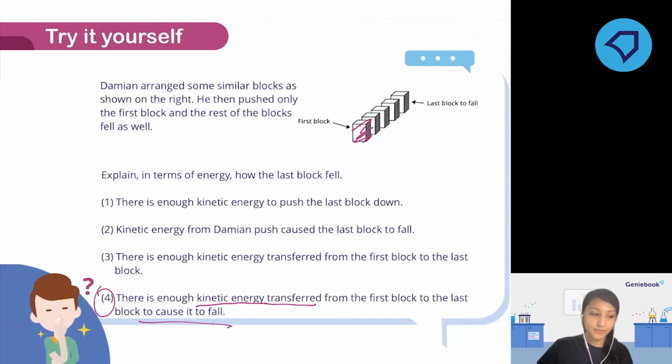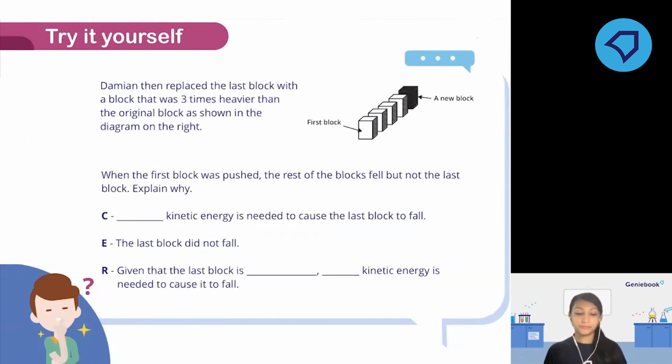Okay, next question. Damien then replaced the last block with a block that was 3 times heavier. So this new block is much heavier compared to the original block. When the first block was pushed, the rest of the blocks fell, but not the last block. Explain why. Fill in the blanks. More kinetic energy is needed to cause the last block to fall. Evidence is because the last block did not fall, given that the last block is heavier.